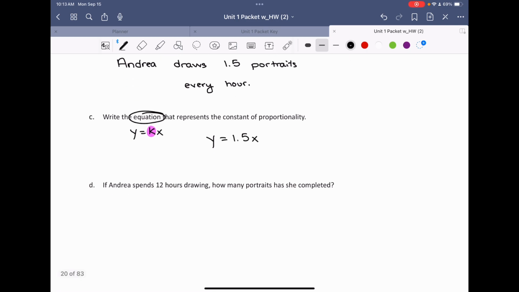If Andrea spends 12 hours drawing, how many portraits has she completed? We're going to use our formula, y equals 1.5 times x, and 12 hours, remember time is the x variable in this situation, so y equals 1.5 times 12. If she has 12 hours, she can get through 18 portraits.